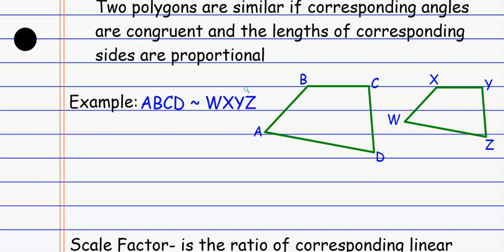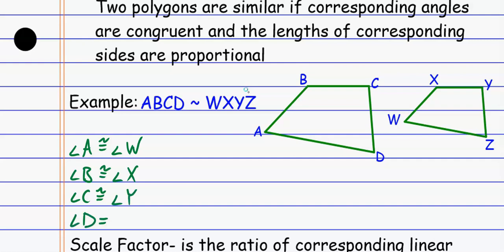If we want to talk about the angles, well, I can easily say that by matching these up in terms of the position, in terms of the naming, angle A would be congruent to angle W. I could say that angle B is going to be congruent to angle X. Angle C is going to be congruent to angle Y. And angle D is going to be congruent to angle Z.